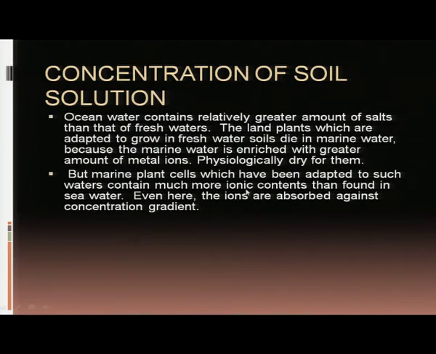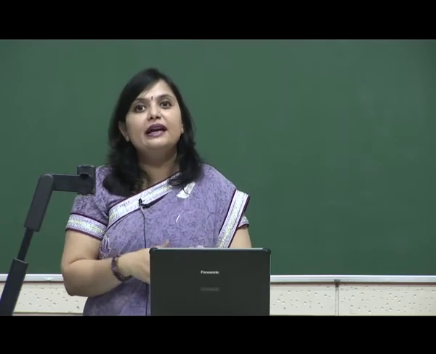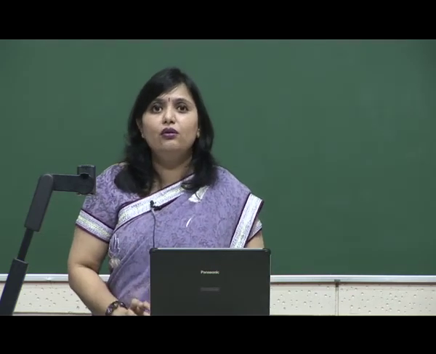But it is not so that plants do not grow in marine water. Some plants are specially adapted to grow in marine conditions. So, marine plant cells which have been adapted to such water, what do they do? They contain much more ionic content than is found in sea water. So, in order to prevent plasmolysis or drying out of the plant body because of the presence of excessive salts outside, what does the plant do? The plant accumulates a high concentration of salts inside its body also in order to balance out, so that the water does not move out through osmosis.